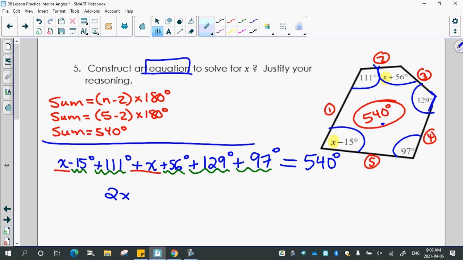But I need my calculator for this, so I'm typing into my calculator negative 15 plus 111 plus 56 plus 129 plus 97, and that gives me 378 degrees. And that equals 540 degrees.